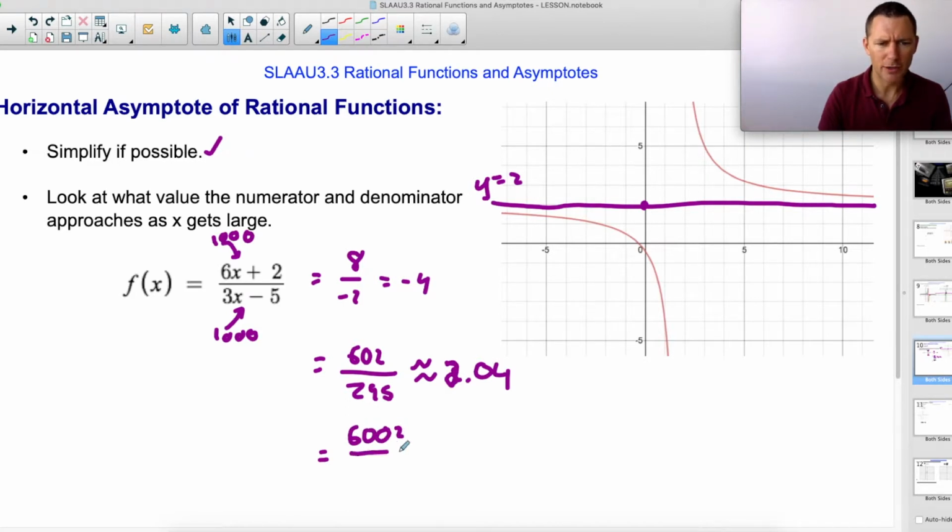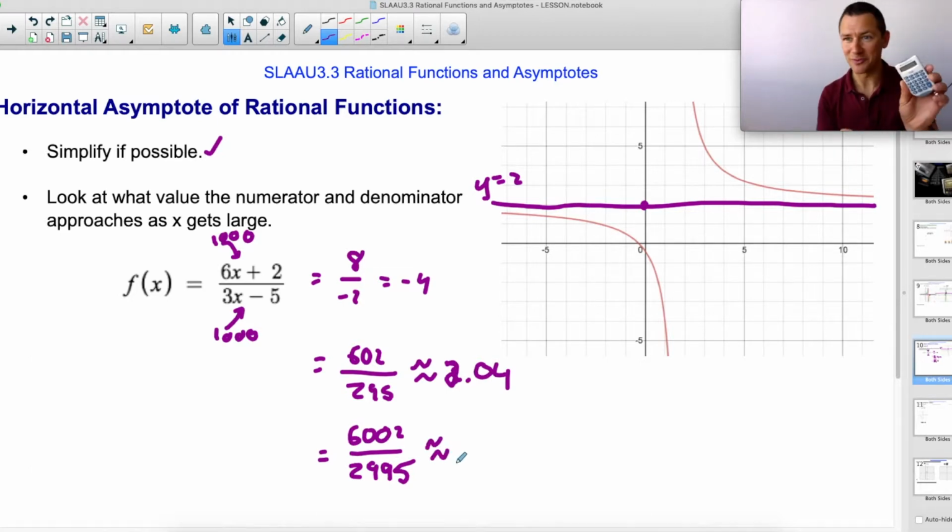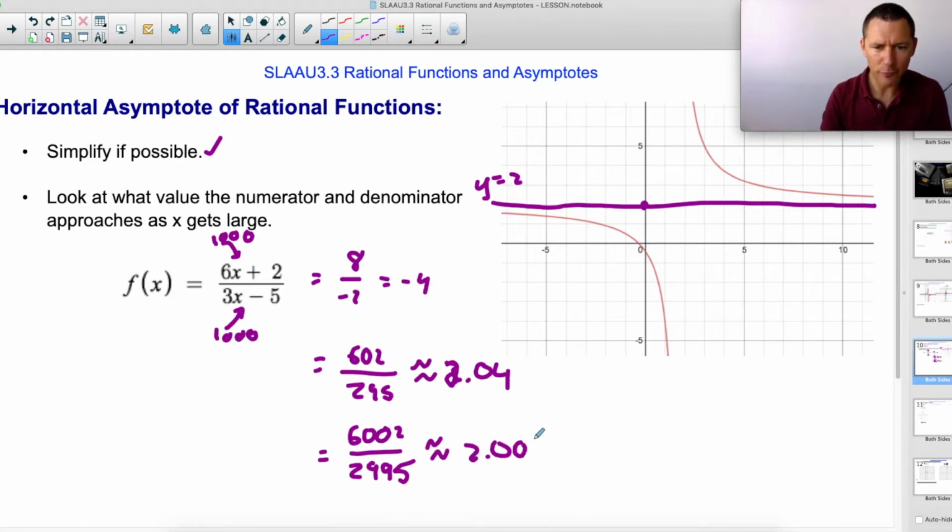If you did this with 1,000 instead, you'd get 6,002, and you'd get 2,995. And if you punch it into your tiniest calculator ever, 6,002 divided by 2,995, you get 2.004. And if you added another 0, you get the message, right?